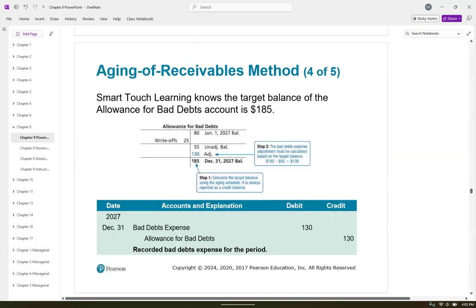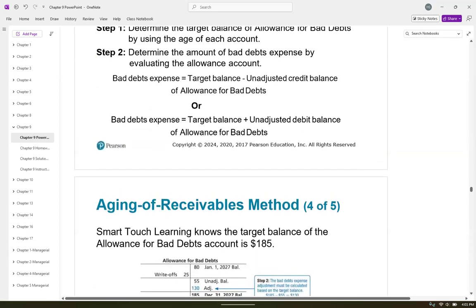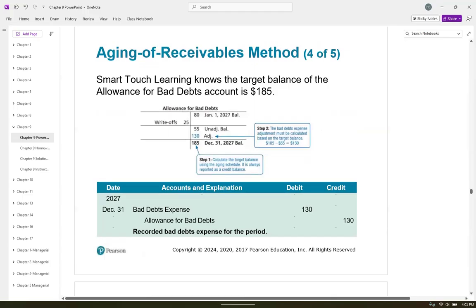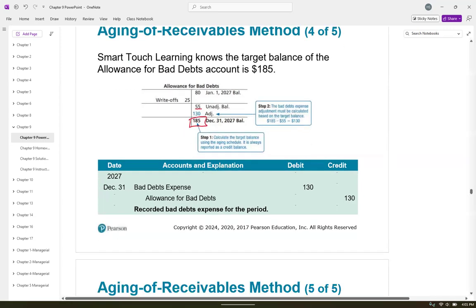Okay. Sometimes I like to just jump to the diagrams rather than read all the words. Okay. So this was the same example as earlier. They had that $55 in as a credit. The ending balance should be 185. So our bad debt expense will be 130. So remember, we are calculating the ending balance when we're using a balance sheet method, either percent of receivables or an aging of the receivables.